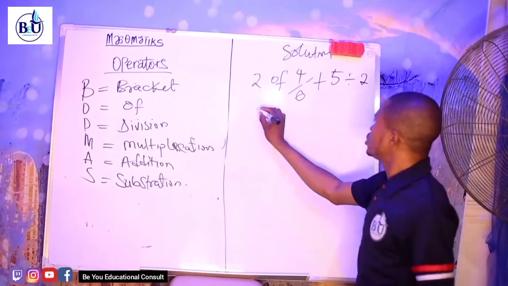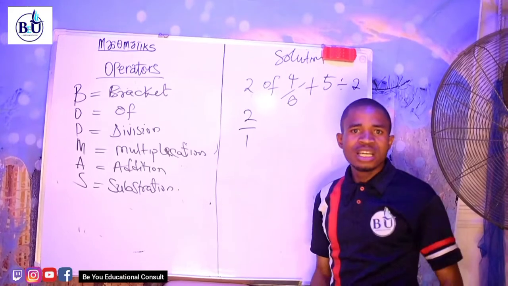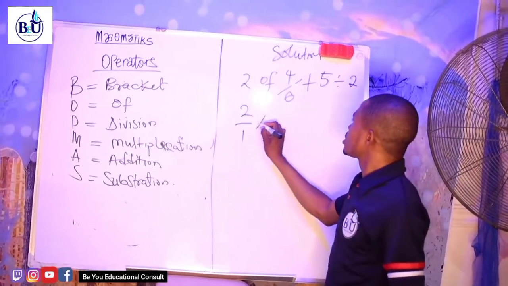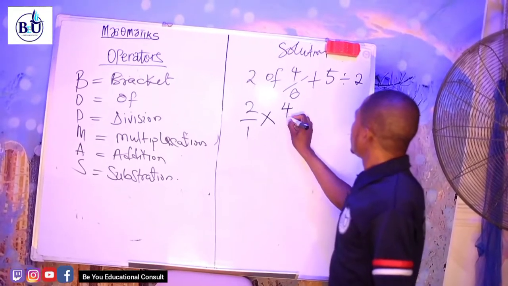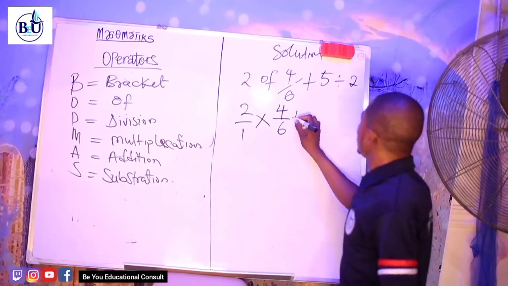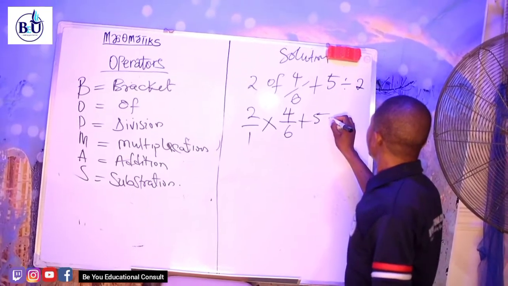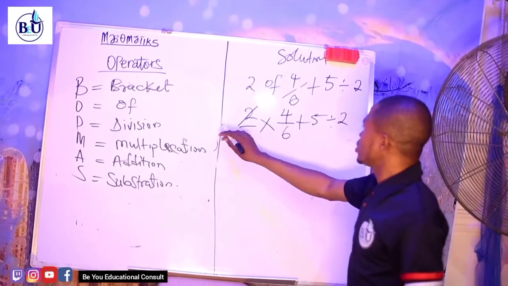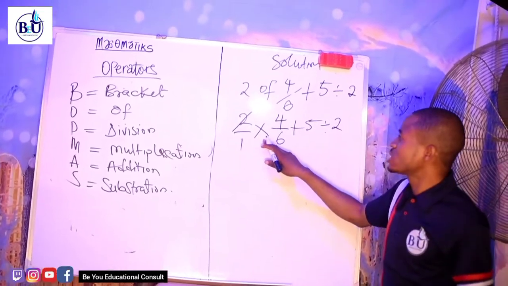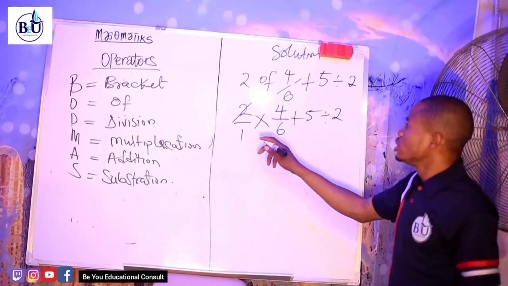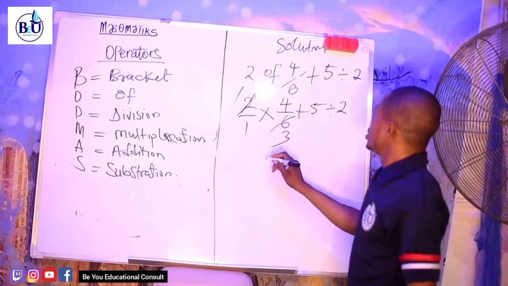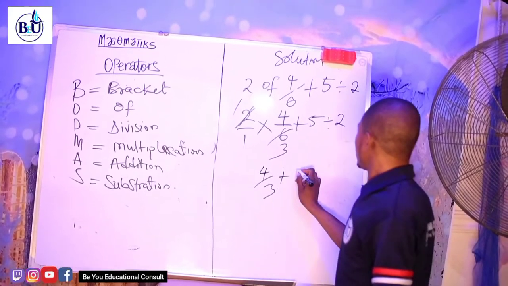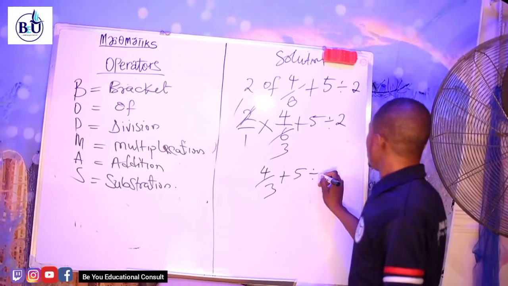If we do the "of", which is 2 over 1, any whole number, you can put it over 1. So 2 over 1 is still the same thing as 2. 2 over 1 multiplied by 4 over 6 plus 5 divided by 2. So doing this, you can actually cancel. Anytime you see this multiplication sign, you can actually divide. It is a fraction. So 2 divides itself, 1, and 3 divides 6. So we now have 4 over 3 plus 5 divided by 2.